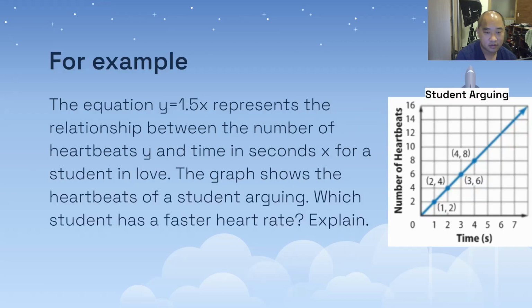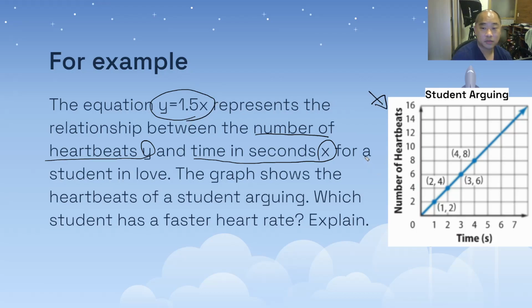All right. One more example. The equation y equals 1.5x represents the relationship between the number of heartbeats y and time in seconds x for a student in love. The graph shows the heartbeats of a student arguing. Which student has a faster heart rate? So now we have an equation and a graph, and we're going to compare the constant of variation between the two.